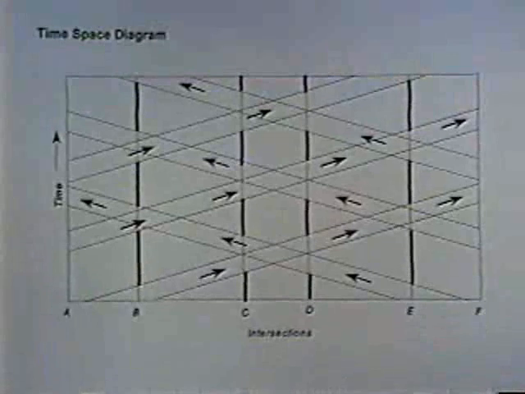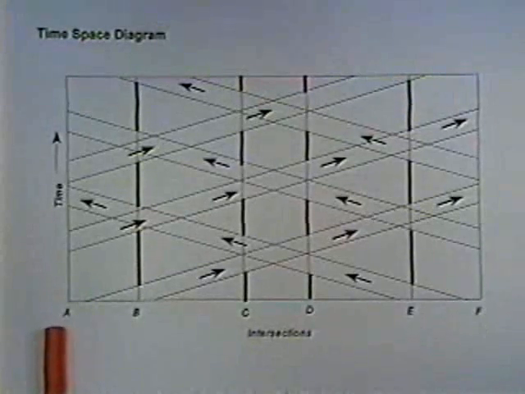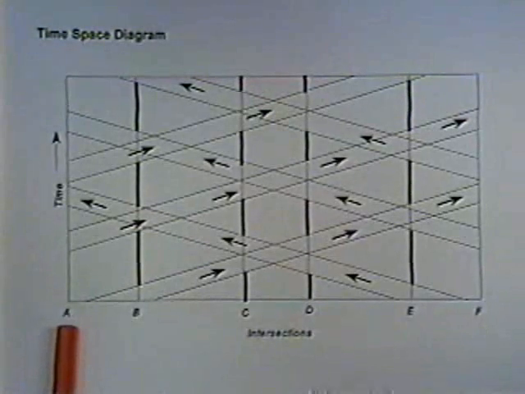Now let me show you a time-space diagram and talk about some of the things we just talked about. Vertical axis is time, horizontal axis is distance. Each of the vertical lines on this diagram represents the center of an intersection along that arterial street. 6 intersections on this arterial.